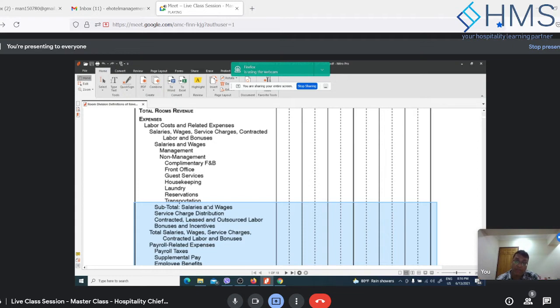Many hotels which record the service charge as an income will also record the service charge distribution as an expense whenever they are paying it to the staff, and it should be the actual amount you are paying, or what you are retaining to recover your damages.